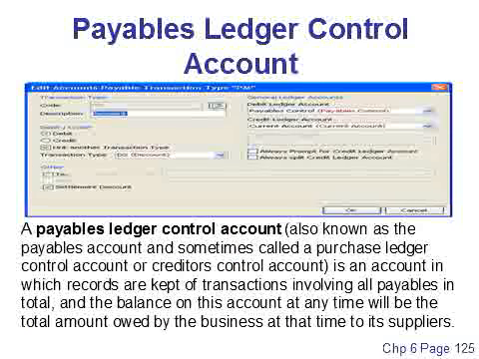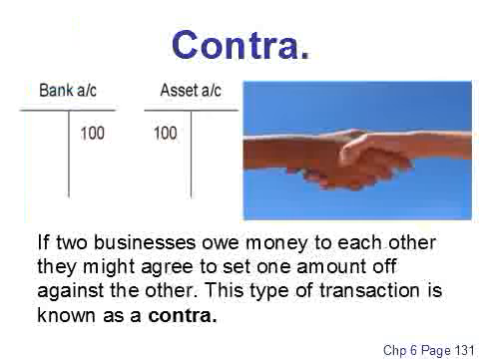Payables ledger control account. A payables ledger control account, also known as the payables account and sometimes called a purchase ledger control account or creditors control account, is an account in which records are kept of transactions involving all payables in total, and the balance on this account at any time will be the total amount owed by the business at that time to its suppliers. Contra. If two businesses owe money to each other, they might agree to set one amount off against the other. This type of transaction is known as a contra.